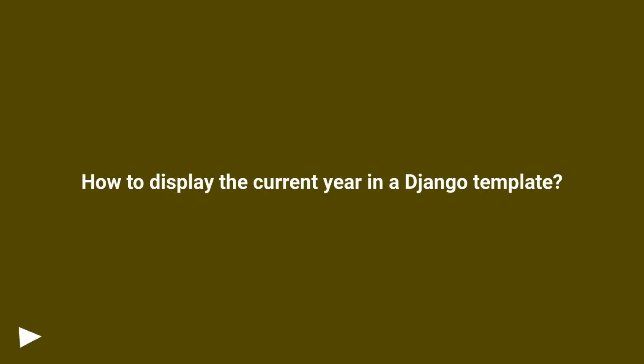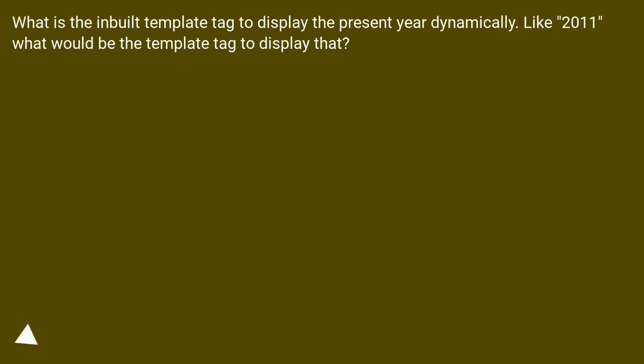How to display the current year in a Django template. What is the inbuilt template tag to display the present year dynamically? Like 2011, what would be the template tag to display that?